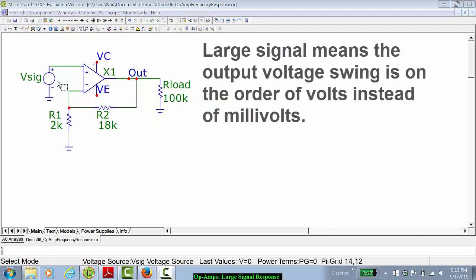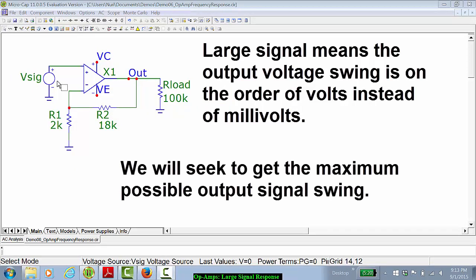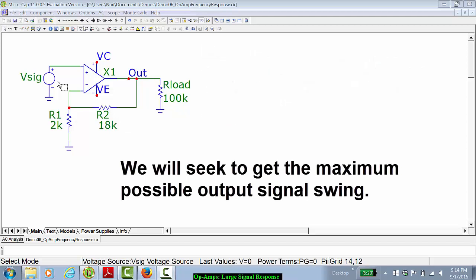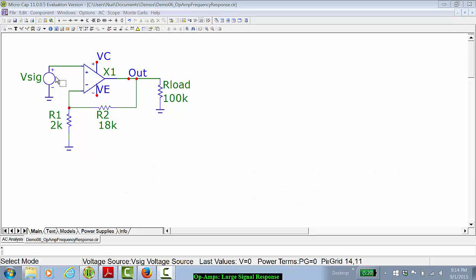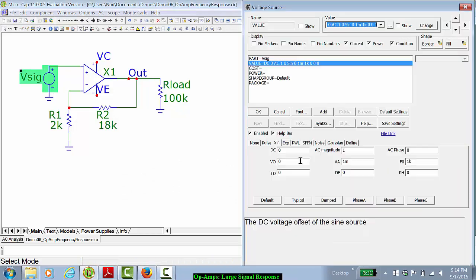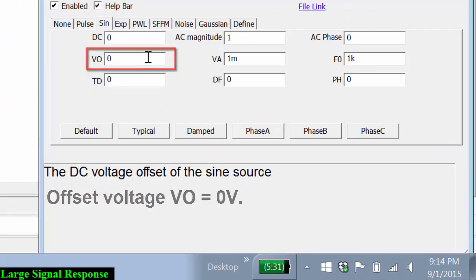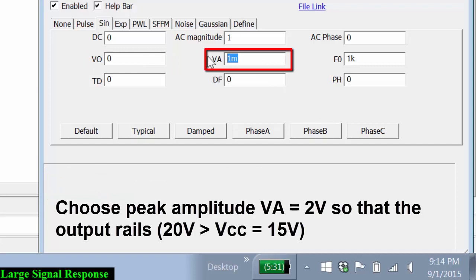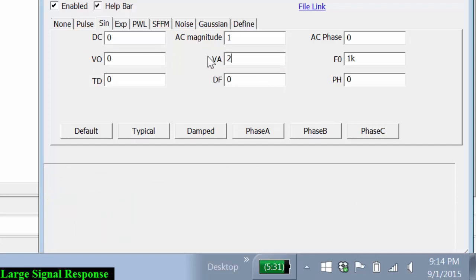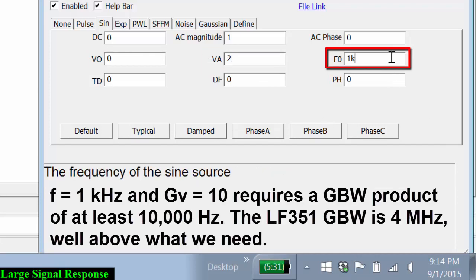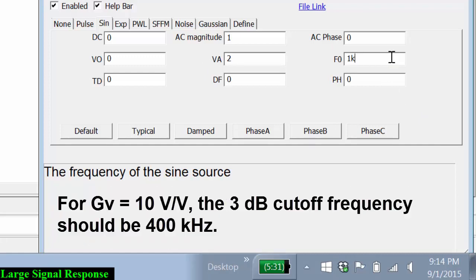Since we're interested in the large signal response, we will adjust our input voltages so that the expected output voltages would ideally go past the supply voltages. Our supply voltages are plus or minus 15 volts. For our transient characteristics, let's choose an offset voltage of 0 volts for the time being, an amplitude VA of, let's say, 2 volts, and let's keep our frequency at 1 kilohertz so that we are well below the 3 dB bandwidth of this amplifier, which should be on the order of 400 kilohertz.